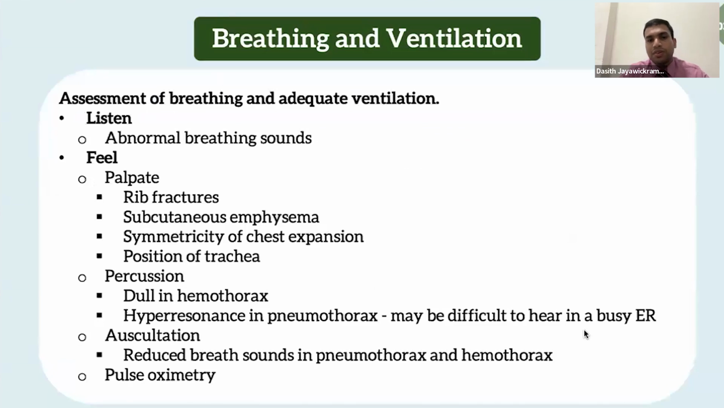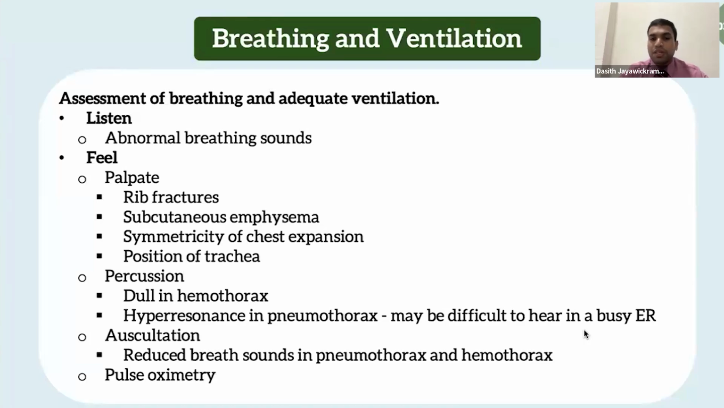Okay, then we listen. We listen for abnormal breathing sounds. We auscultate, and we listen for abnormal breathing sounds, and feel, palpate, percuss, again auscultate, and pulse oximetry. We palpate the chest wall for rib fractures and for subcutaneous emphysema. We look at the chest wall expansion, whether it's symmetrical or asymmetrical, whether only one part of the hemithorax is expanding. And we look at the position of the trachea.